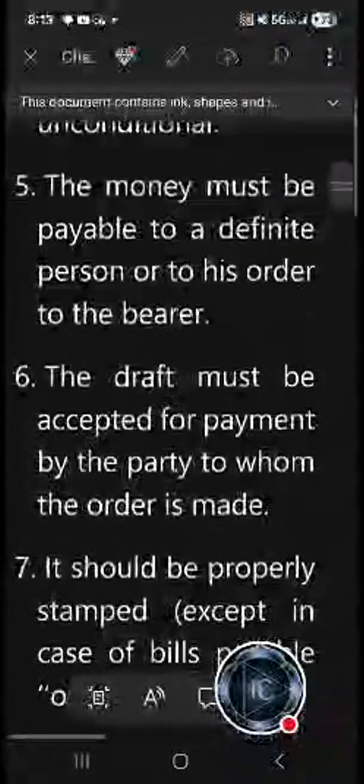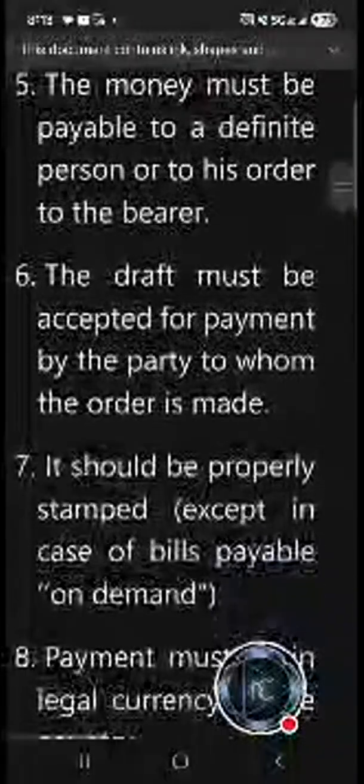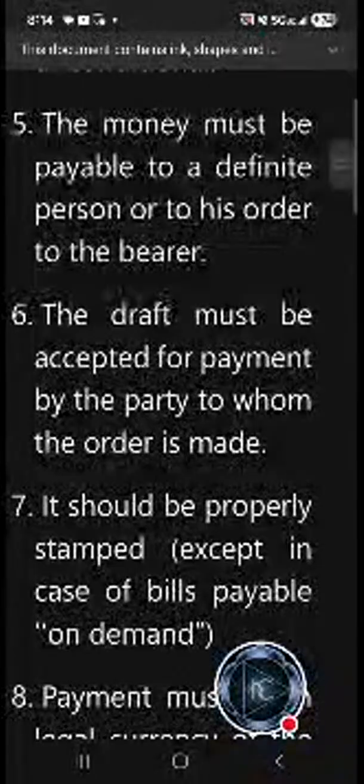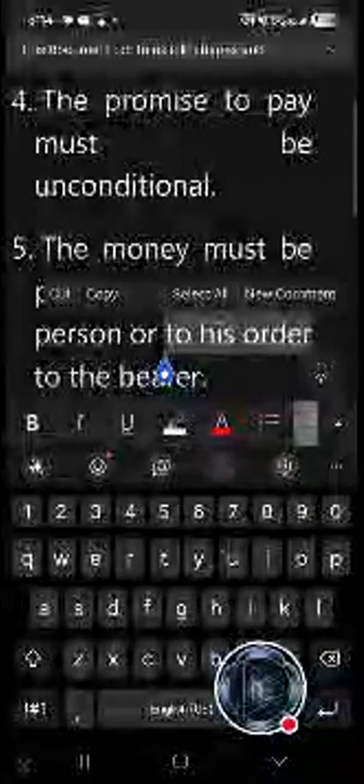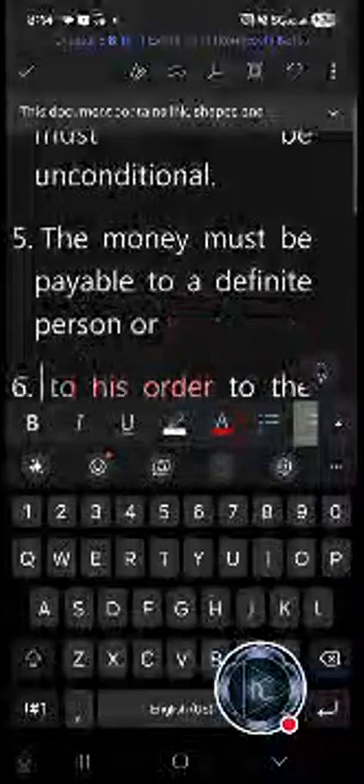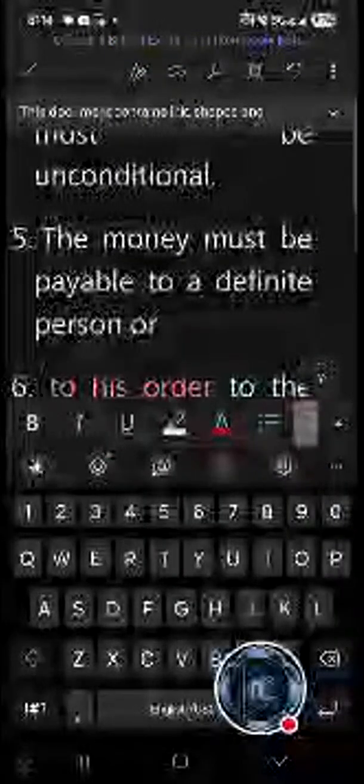Now, that would appear to be two different people. To his order, to the bearer. Let's highlight that, because that's not self-explanatory. Those are facts that are relative.